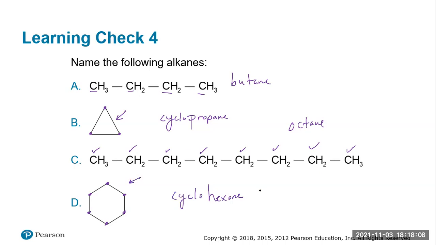Again, it has the formula CnH2n in this case because it's a closed structure, which means we have 6 carbons and 12 hydrogens. If we were to draw the condensed structure for that, it would look something like this. So again, 2, 4, 6, 8, 10, 12 hydrogens and 6 carbons. Any questions on any of those there?